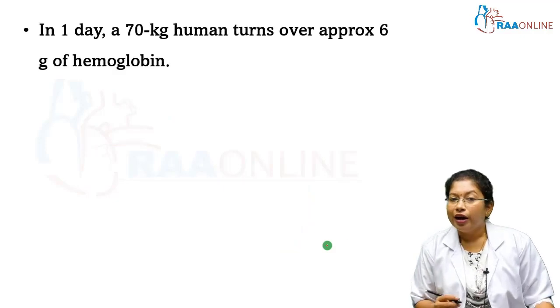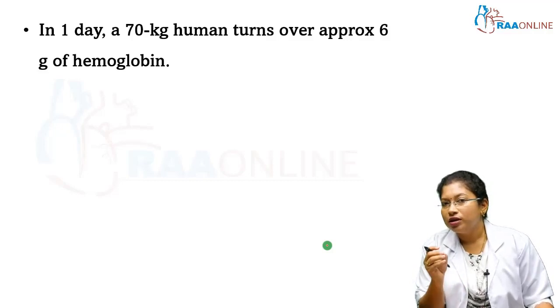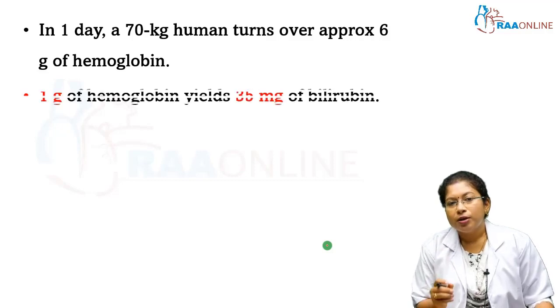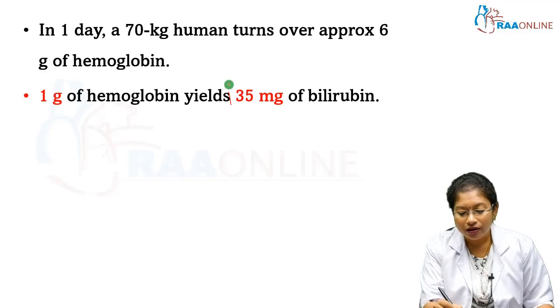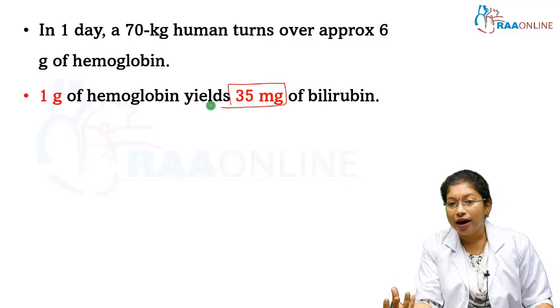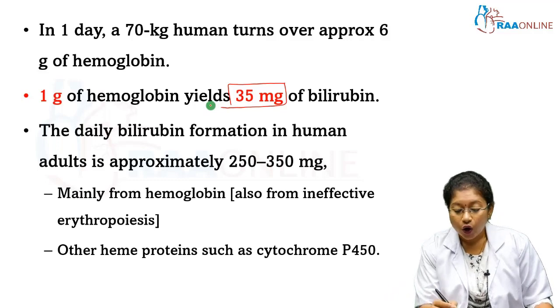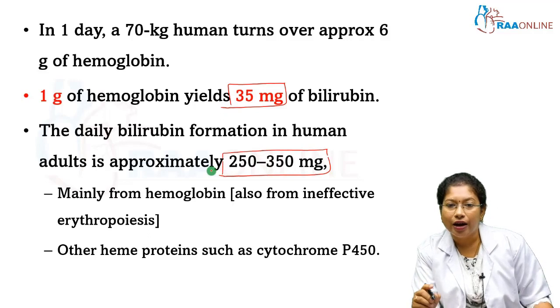In a day, the average turnover rate of hemoglobin is 6 grams. Okay, so in a 70 kg human, the average turnover rate of hemoglobin is 6 grams. 1 gram of hemoglobin is going to yield 35 milligrams of bilirubin. So what happens to the 6 grams? We are going to get 250 to 350 milligrams of bilirubin in a day.